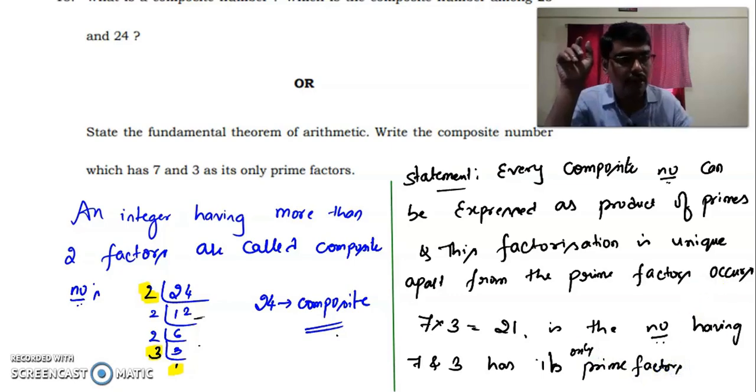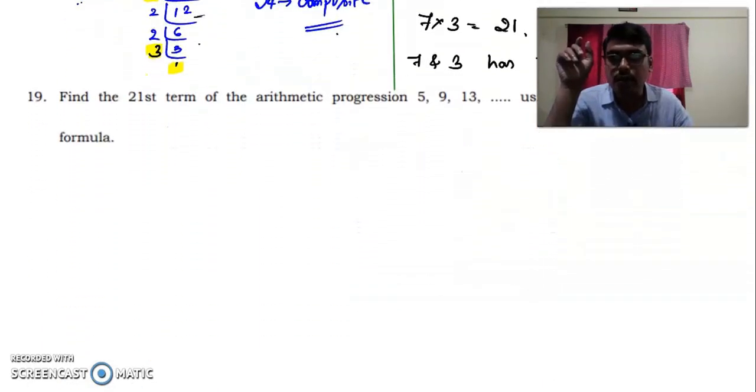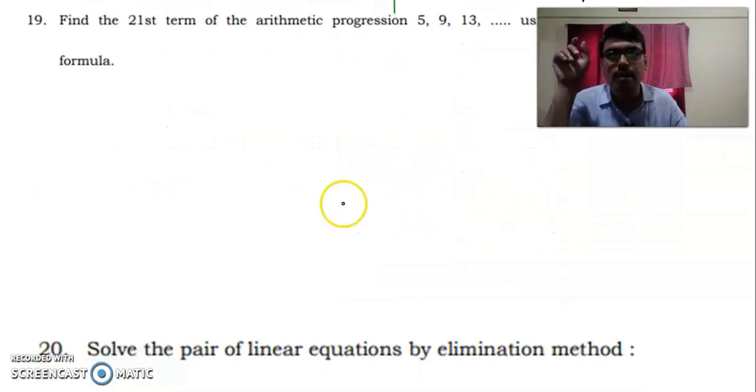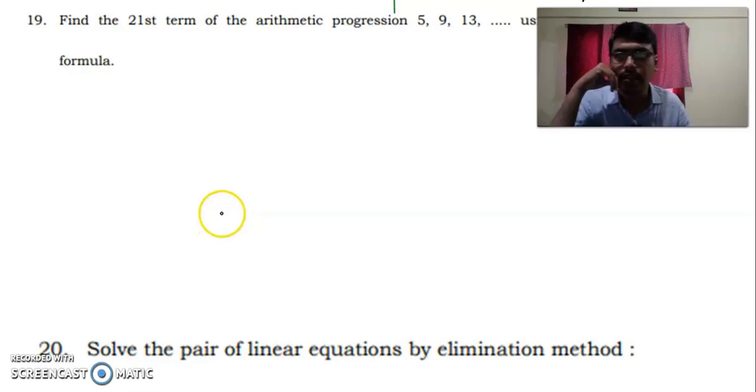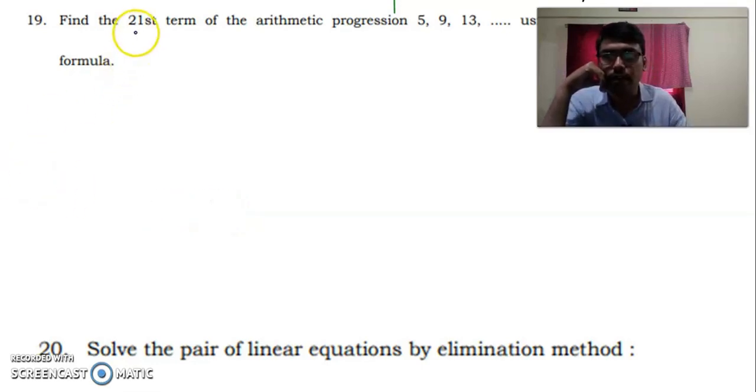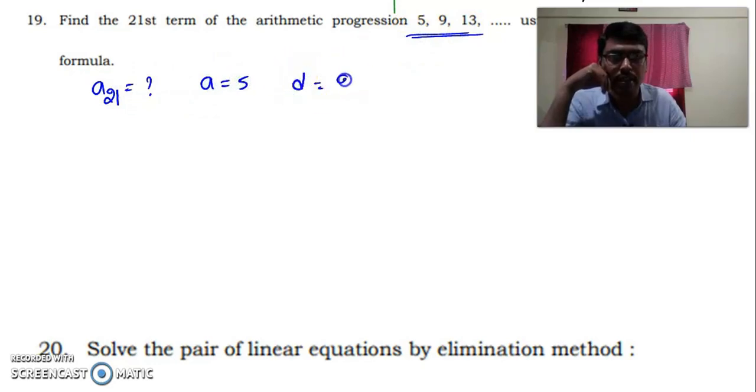Now I am moving on to the next question. Find the 21st term of the arithmetic progression 5, 9, 13 using the formula. So I need to find the 21st term, that means A21 I need to calculate. For that the AP is given. From the AP I can write A is equal to 5, D is equal to 9 minus 5, that is equal to 4. We all know A21 is equal to A plus 20D.